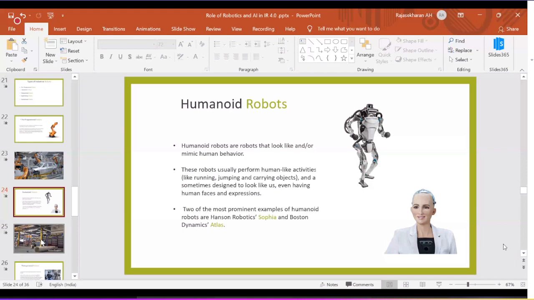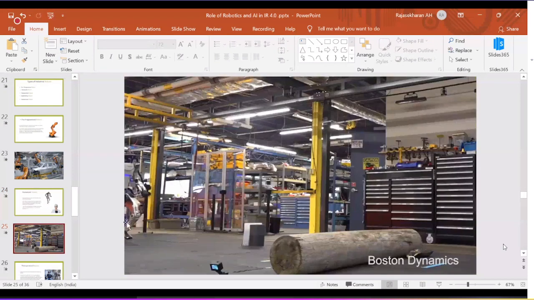The next thing is humanoid robots. These robots look like humans, and they mimic human behaviors. You can see they can do human activities like running, jumping, carrying objects, and they look like us. They can also do human facial expressions. The two most prominent examples that I have put here are Sophia and Atlas. So we can see these examples now.